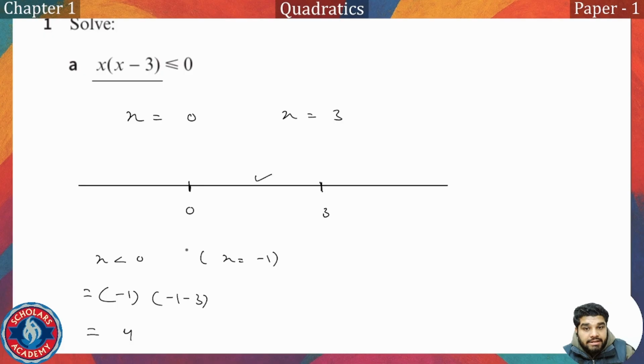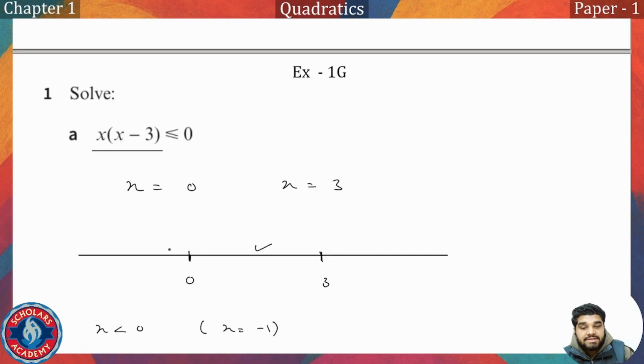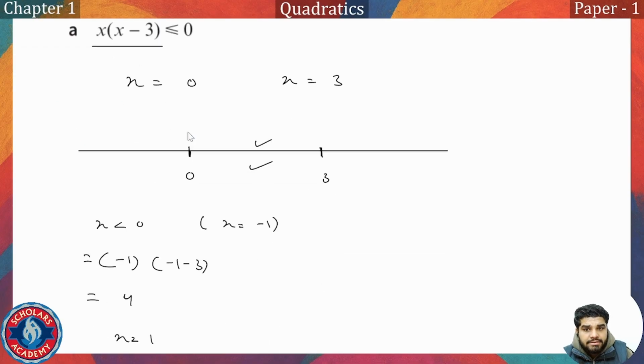Let us check the second interval. If we take any value from this, let us suppose we take x is equal to 1. If I substitute 1 over here, I get 1 times 1 minus 3, that is -2. Yes, this value is less than 0, so this interval is right. Next interval, if I take 4, so 4 times 4 minus 3, that is 4, which also will not be less than 0, right? So I hope it is clear.